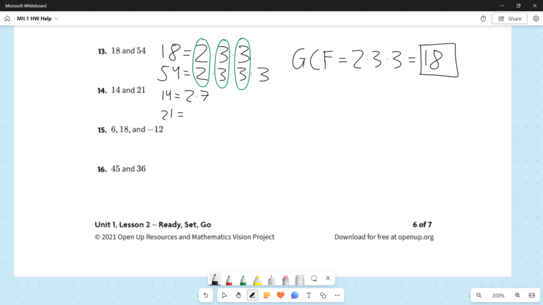21, well, 21's odd, so there's no 2's. So the next factor up from 2 is 3, and 3 does go evenly into 21, and then you're left with, again, a 7. And 7 is prime, so you can't break it down. So that's it. That's our prime factorization. And we look for, all right, well, what do they have in common? And what they have in common is a 7. So for number 14, our GCF is, drum roll, 7. And that is our answer.